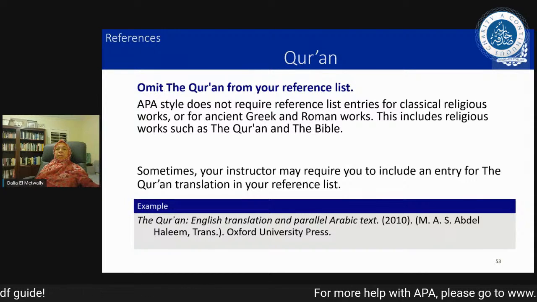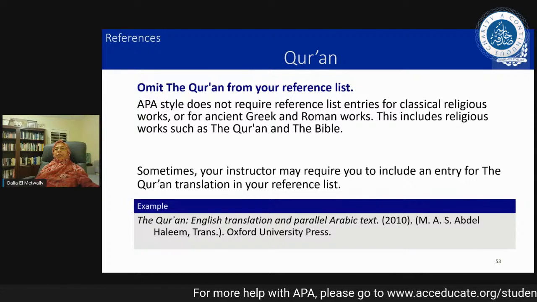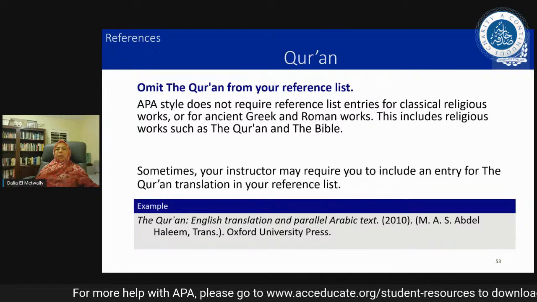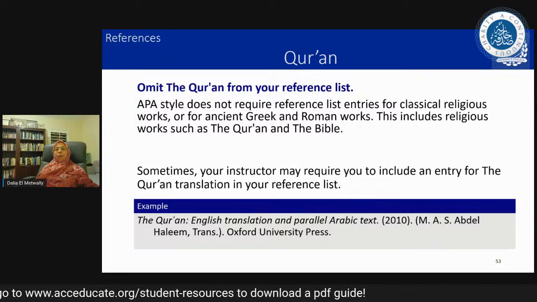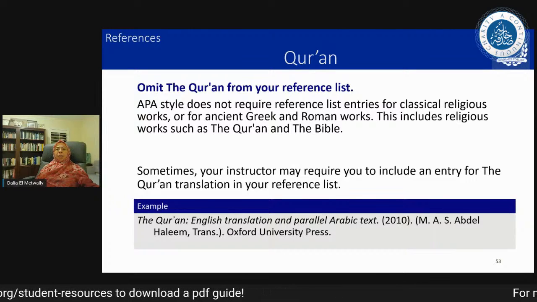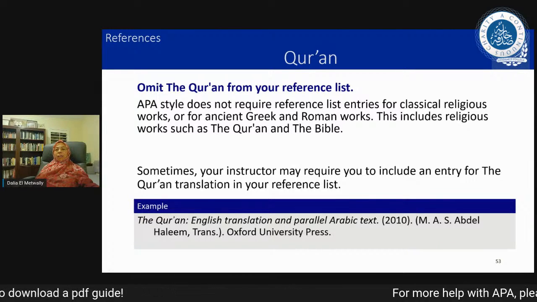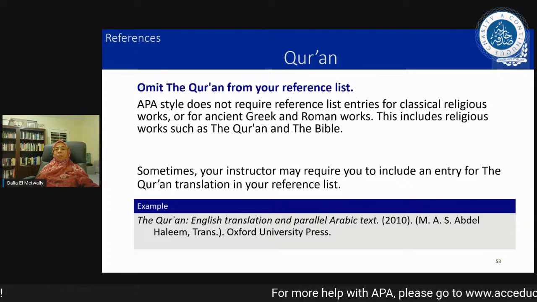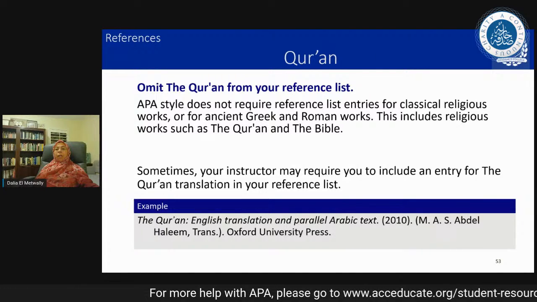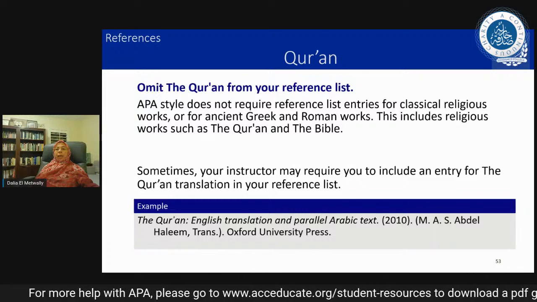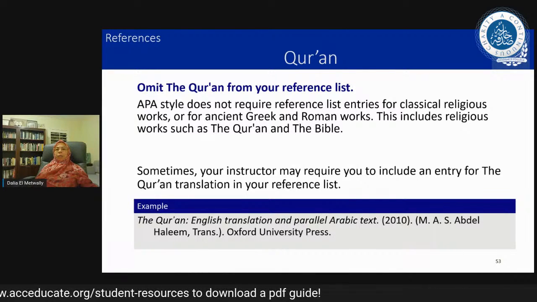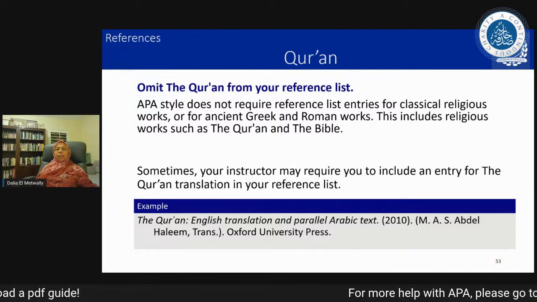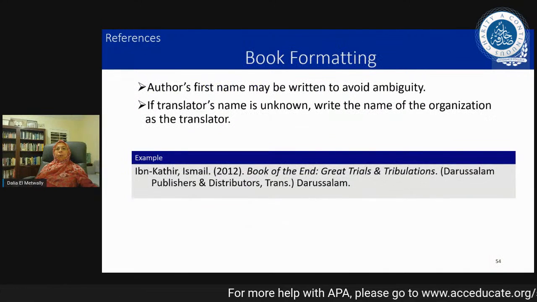But sometimes instructors tell you, you know what? I really need to know which translation you used. So in this case, you're actually going to specify English translation and parallel Arabic text, right? This is Abdul Halim. This is the Quran, the translated Quran that has been approved by ICNA, Islamic Circle of North America. I'm one of the teachers. So this is the one that we have approved. And so this is used by almost all our ICNA chapters throughout the United States and in Canada as well.